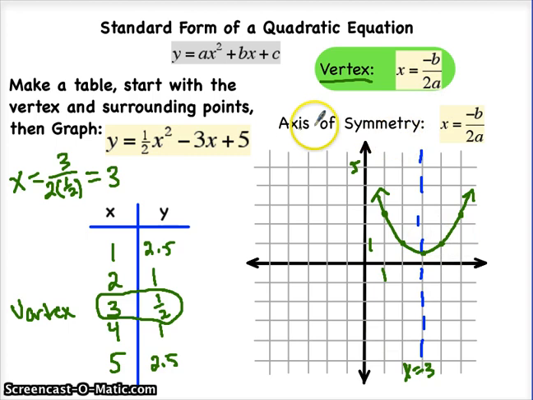Again, the axis of symmetry also just happens to be the x-coordinate of the vertex, so that equation of x equals negative b over 2a actually helps you in two different ways, finding you not only the x-coordinate of the vertex, but also finding the axis of symmetry.